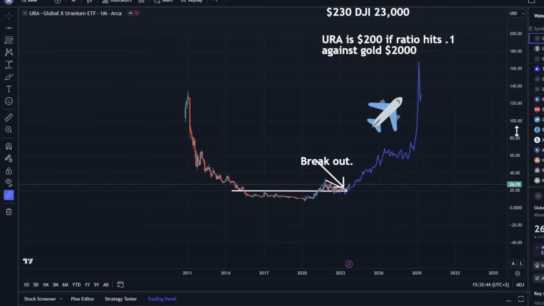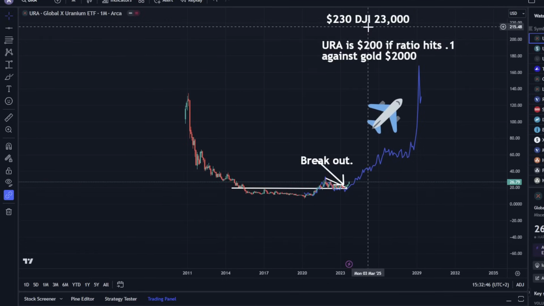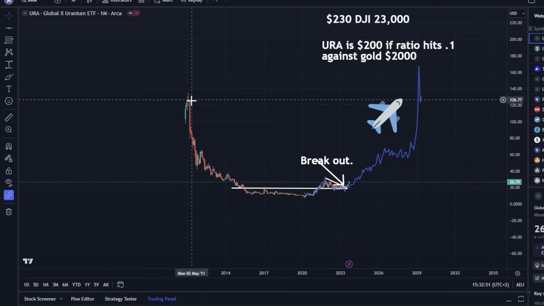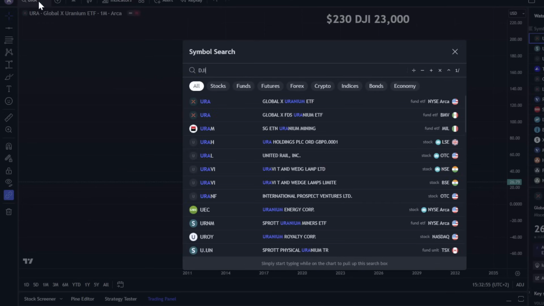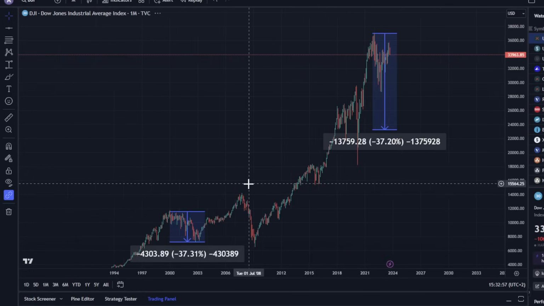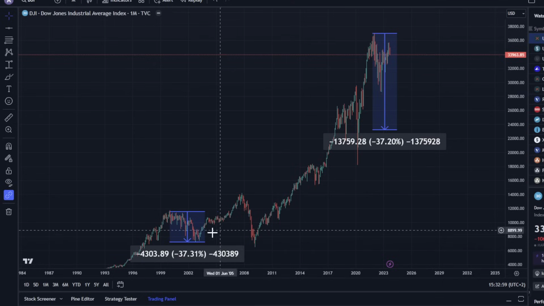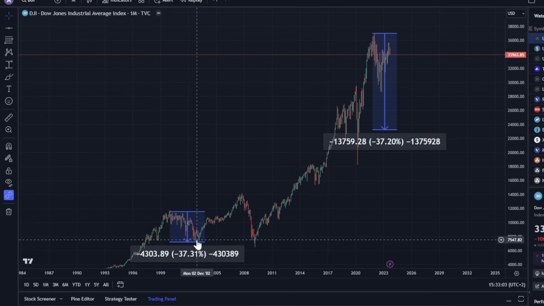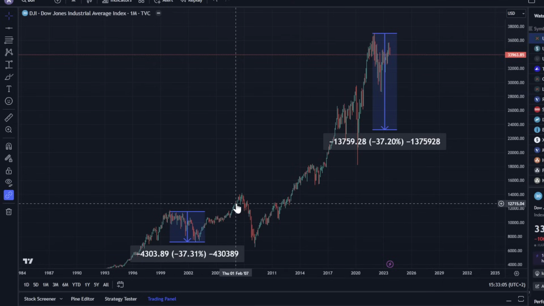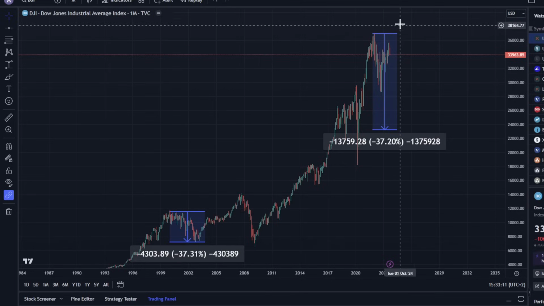Now, if we keep going up, the next projection is against the Dow Jones Industrial Average. What I did is I calculated the Dow Jones Industrial Average, and I said, well, let's say we get like a 37% decline. Now, that's not what happened last bull market. Last bull market, the Dow went upward and actually exceeded its peak.